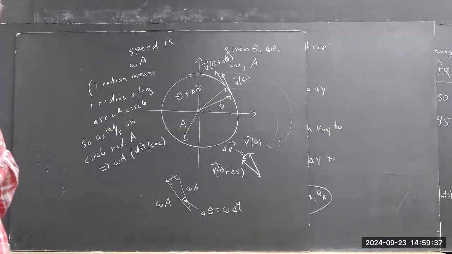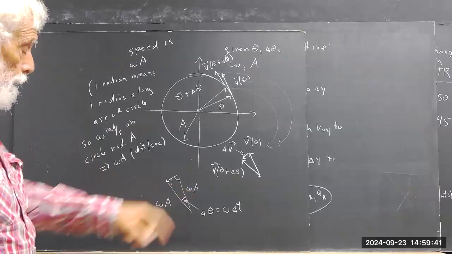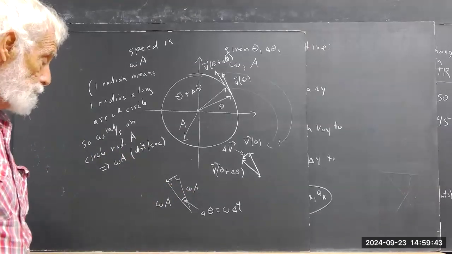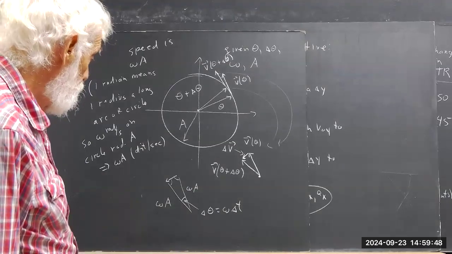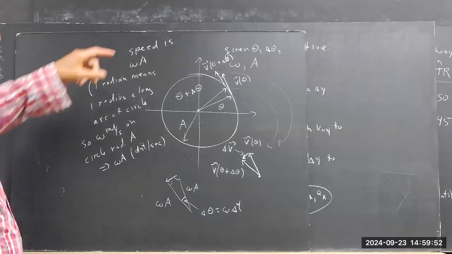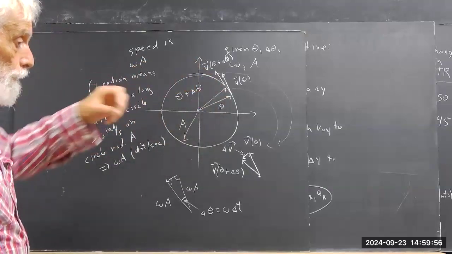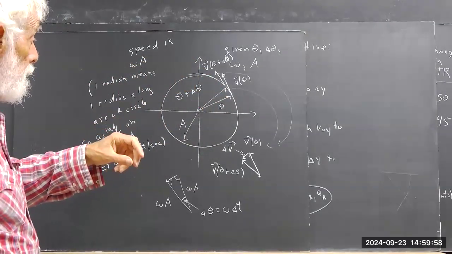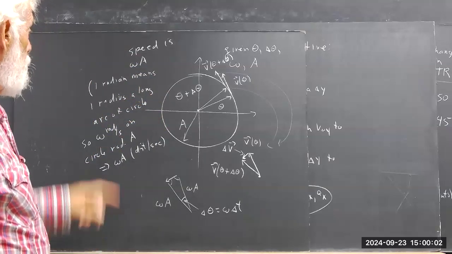Now, a little thing about how fast this thing's actually moving. I've got omega A here. I haven't explained that. I've got a delta theta equals omega delta t down here. Why would I do that? Well, first of all, the speed of the vector, again, the vector velocity of the particle, the speed is omega A. Why is it omega A?